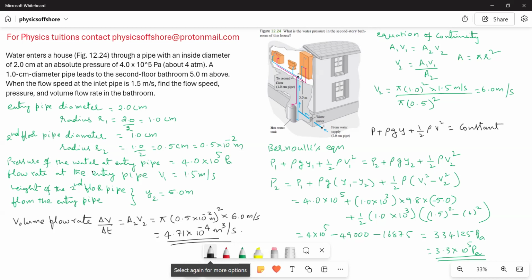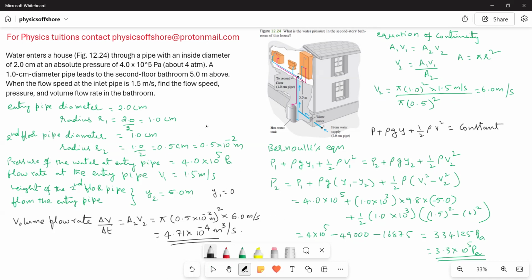Next, pressure of the water at the entry pipe is 4 times 10 to the power of 5 pascals. And then flow speed at the entry pipe V1 is equal to 1.5 meters per second. And next, height of the second floor pipe from the entry pipe Y2 is equal to 5 meters. Therefore, Y1 is equal to 0. I am taking Y1 as the reference point. From here it is 5 meters. Therefore, Y1 is equal to 0, Y2 is equal to 5 meters.